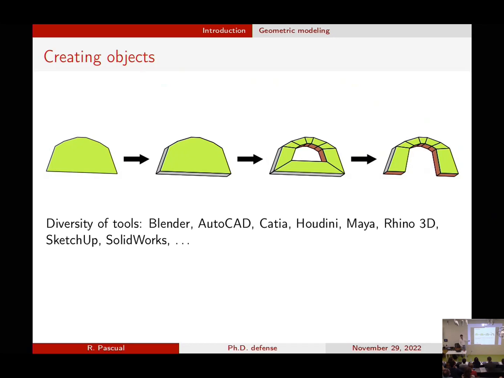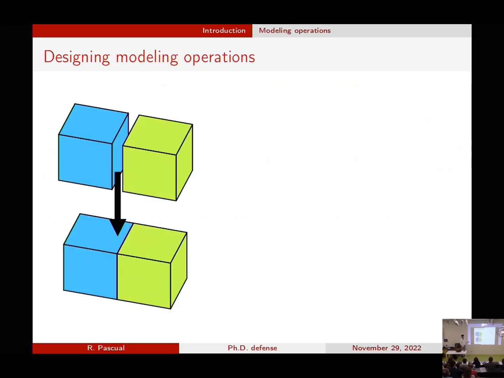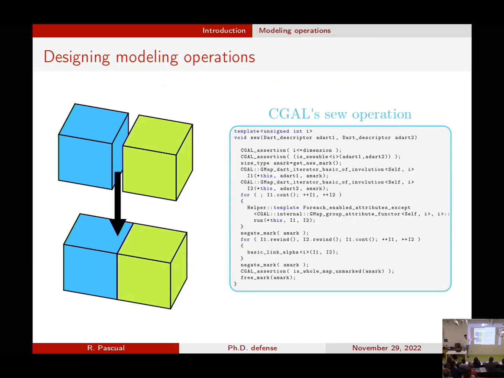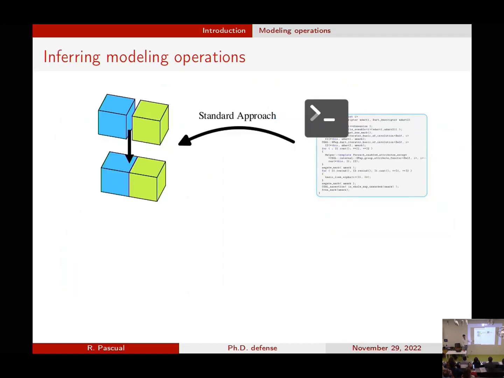So we will be talking about modeling operations. A modeling operation is simply a transformation of a geometric object into another geometric object. And well, on your computer, it looks like this. So this is the C++ code that describes the modeling operation that you can see on the left. And the usual way is that you write the code, and then you use it in order to modify your objects. Well, the ambition of my thesis is to go in the reverse way.